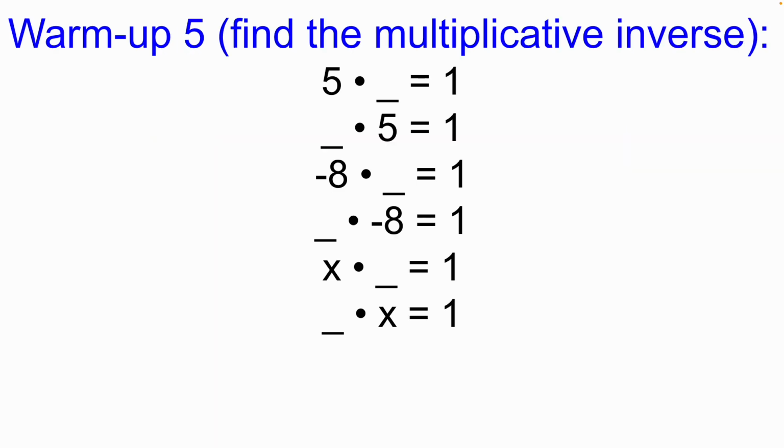We'll do the same thing with multiplication here. Something times 5 equals 1. 5 times something equals 1. -8 times something equals 1. Something times -8 equals 1. x times something equals 1, and something times x equals 1. So pause the video, see if you can figure out what goes in each one of those blanks. This one's a little bit trickier than warm-up number 4, but I think you can do it.